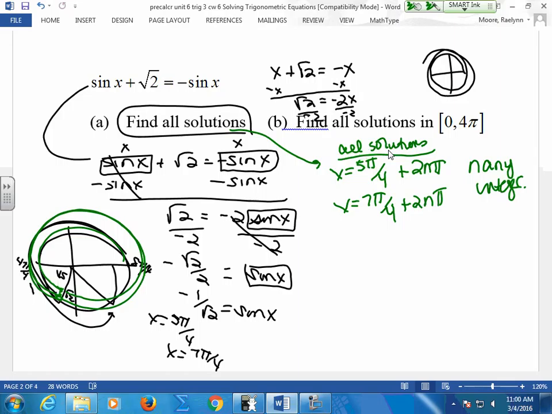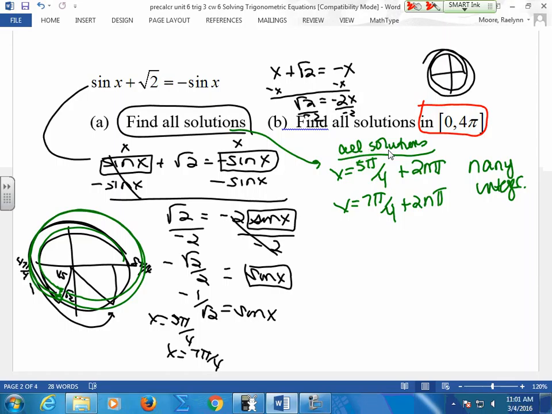Okay, does that make sense? We located the 2 in 2 pi, but we have to keep adding 2 pi to them because there's endless solutions here. Good? Now, the other part of it says, what if I just wanted you to go from 0 to 4 pi? So in 0 to 2 pi, how many solutions did I have? In my original circle, how many solutions did I have? How many triangles do I have? 2. So in 4 pi, I should add how many more? 2 more. So I should have 4 altogether, right?